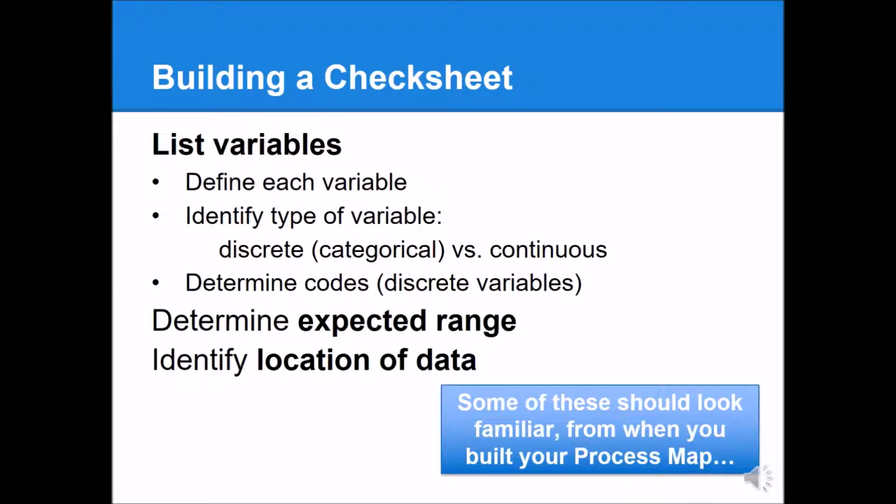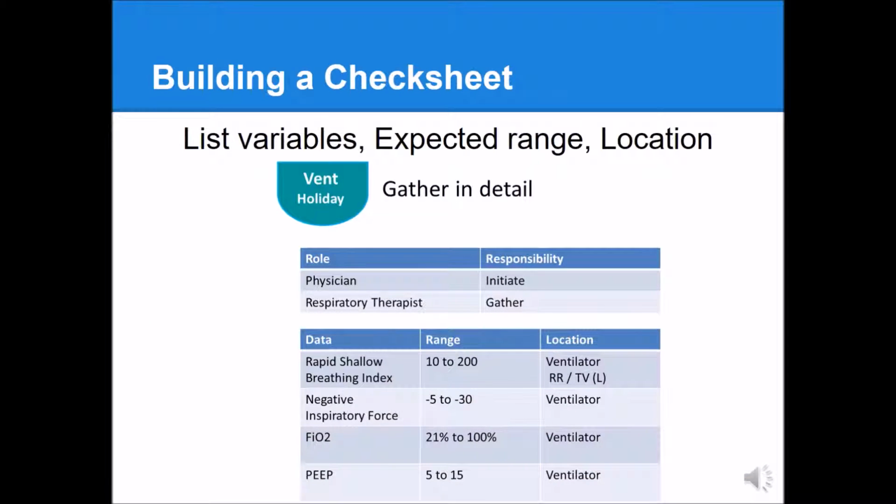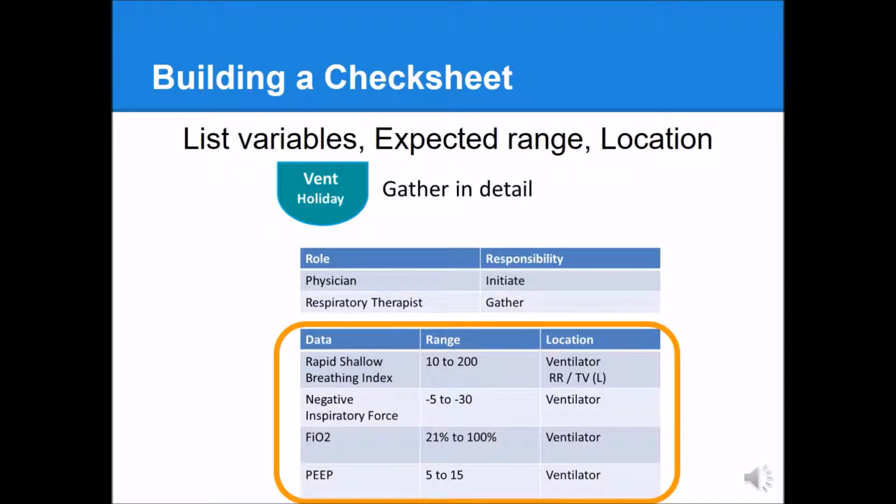Some of these things may look familiar from when you were building your process map, and they should if you built a gather in detail table for any of your steps when making your process map. If you pull that back out, there was a table when looking at a gather step where you were supposed to look at each piece of data that you needed to gather, plan an expected range, and then specify a location where that data could be found. So if you have done a gather in detail table for the step that you're going to be observing in this part of your project, you've already done a lot of the legwork for building your check sheet.